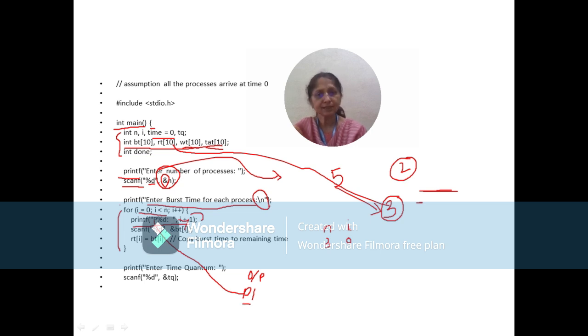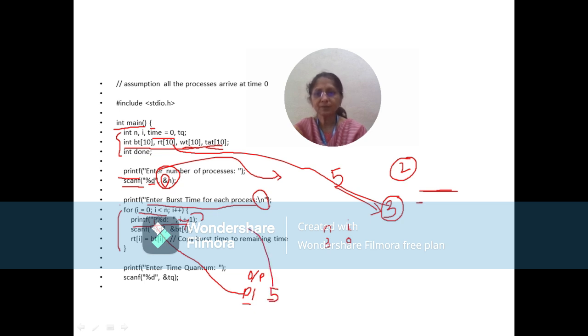After that, there is a scanf statement. Scanf means accept the input from the user. So the cursor is waiting here. Since there is no backslash n in our printf statement, the cursor waits on the same line, and now the program is waiting for the user to enter the burst time of this process. So let's suppose the user enters 5 as the burst time for process P1.